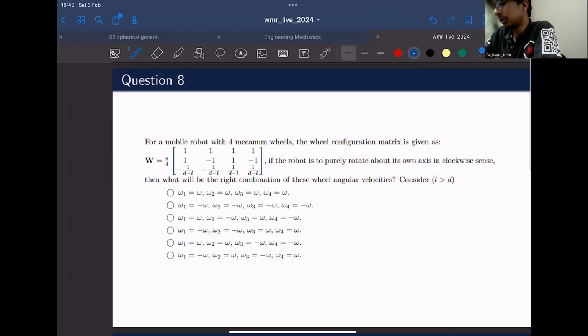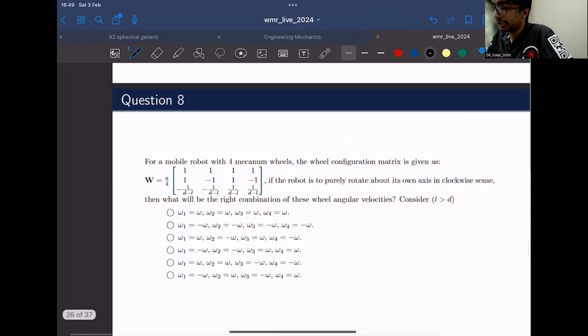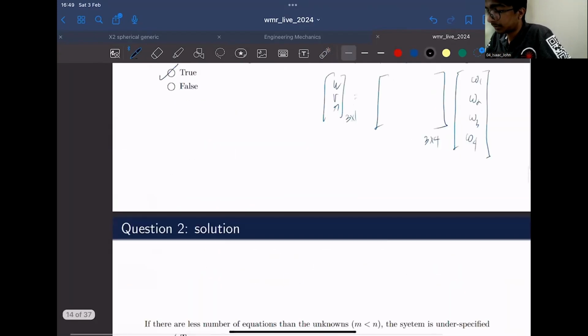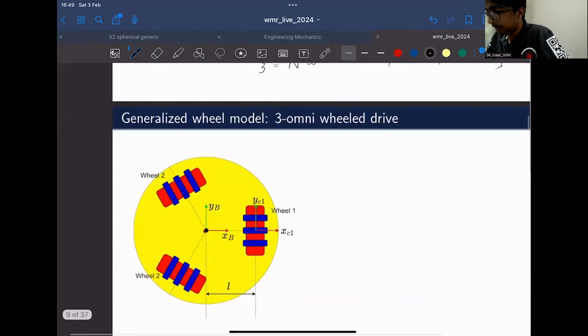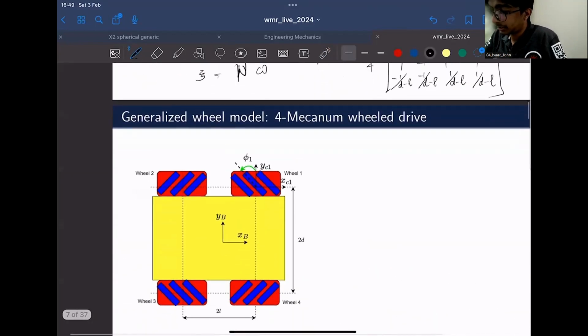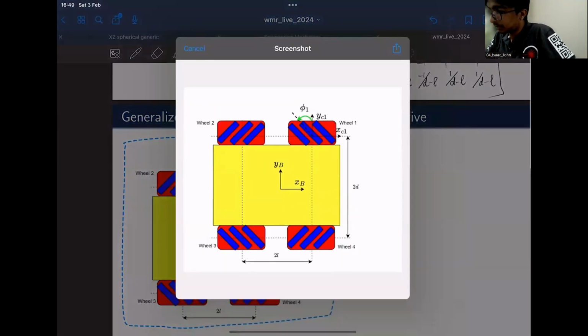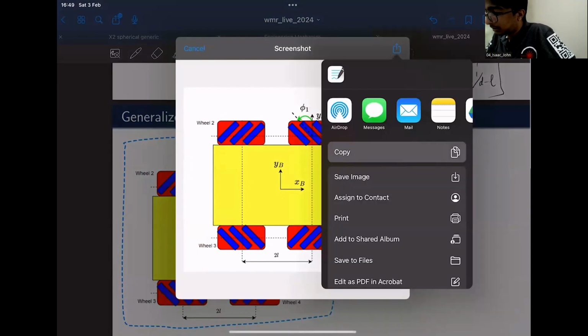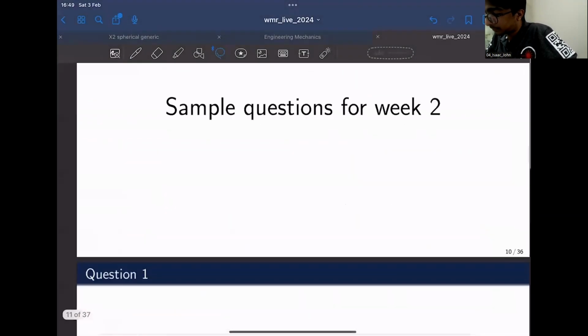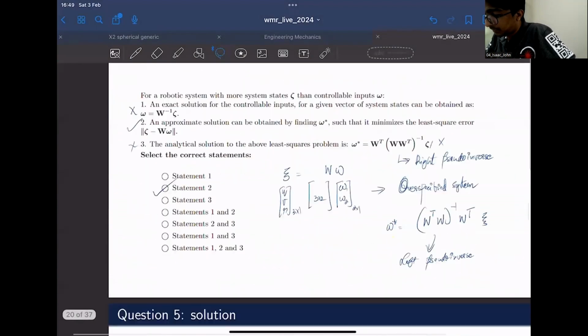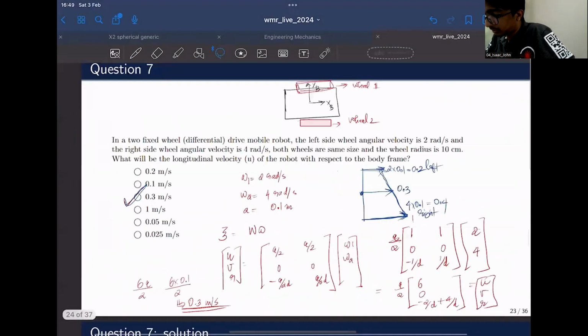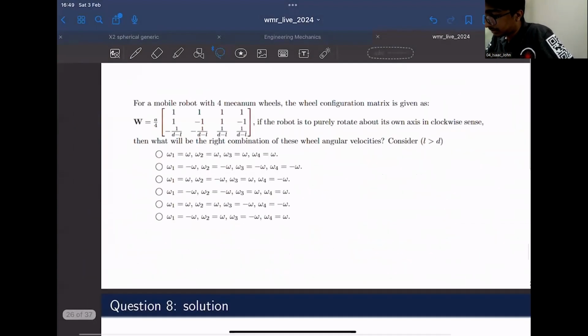So again, simply for representation, I'll try to take a screenshot. One second, it will be more convenient. Okay, copy. I guess we are on question 8. Yes.